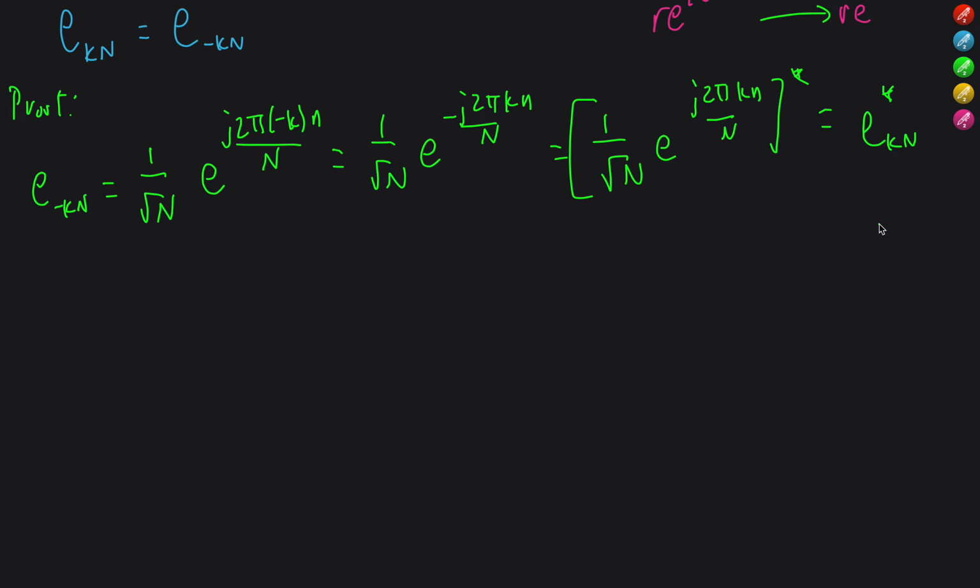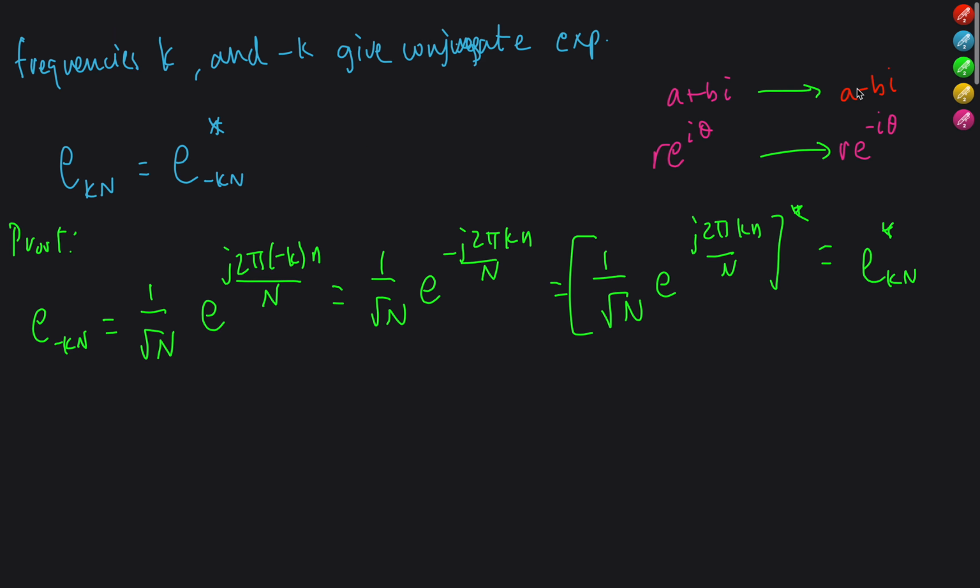Okay. So what that means is, what does it mean to take a conjugate? It means your real part stays the same, but your imaginary part changes. So opposite frequencies have the same real part, so the same cosine, but their sine components, the imaginary components, flip sign. That's a way of saying it.